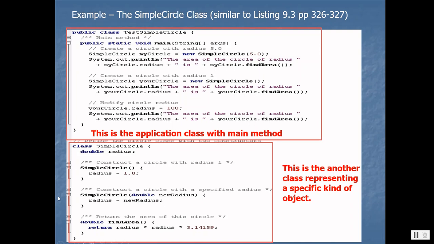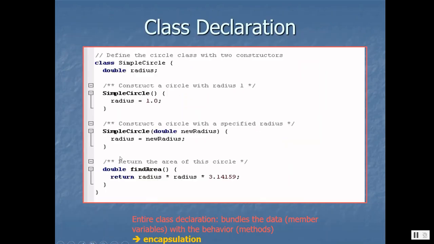But on the other hand, we will be creating instances of these simple circles. And each one of these instances is going to have its own radius. This is a member variable declaration. This is different from the variables that we've declared up till now because everything has been something local in the main method or in another method.